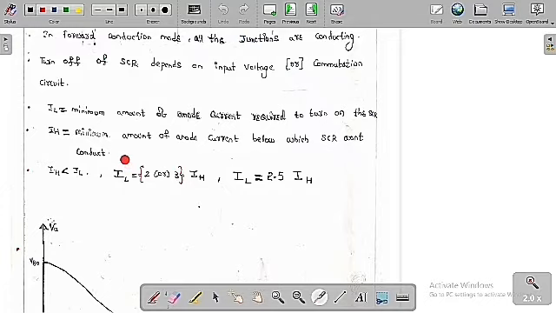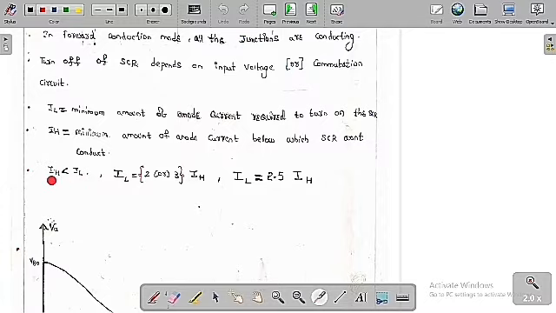So therefore we can say clearly here, latching current and holding current. Latching current means the minimum amount of anode current required to turn on the SCR, and IH, the holding current, means the minimum amount of anode current below which the SCR won't conduct. Latching current is responsible for the turning on, whereas the holding current is responsible during the turning off. And holding current is always lesser than the latching current.